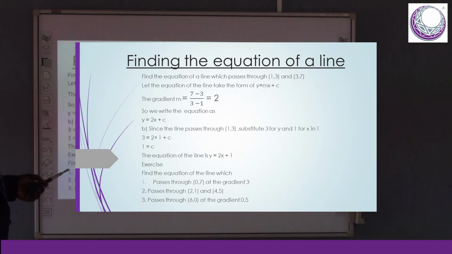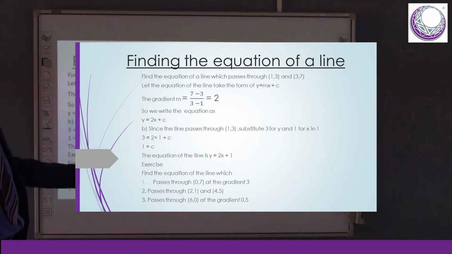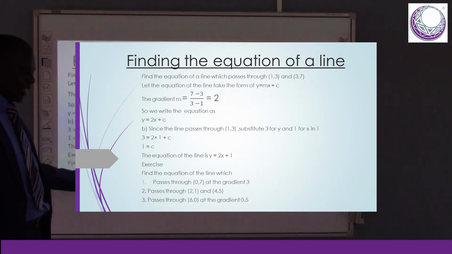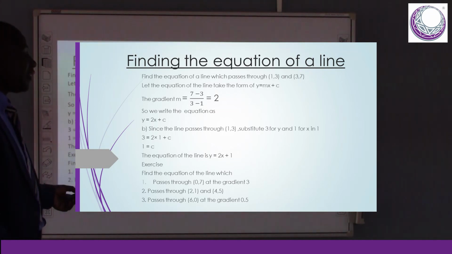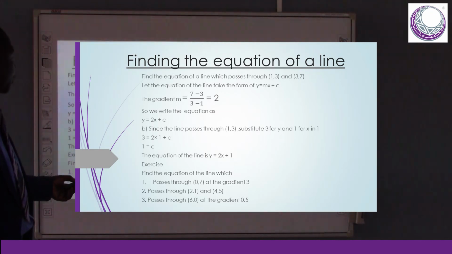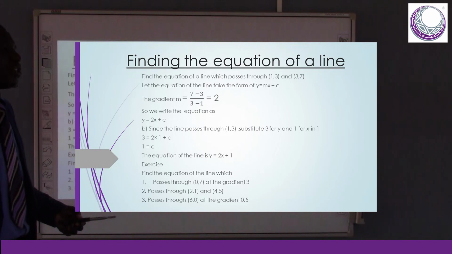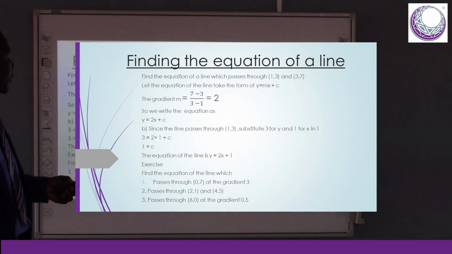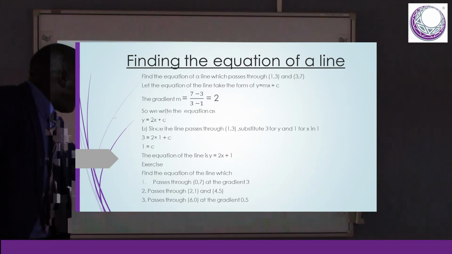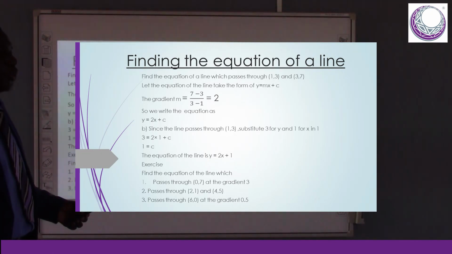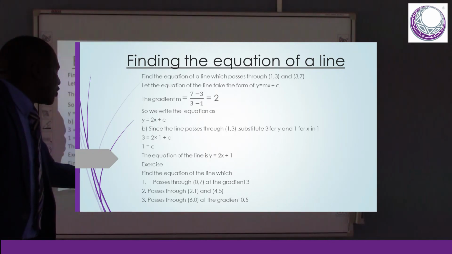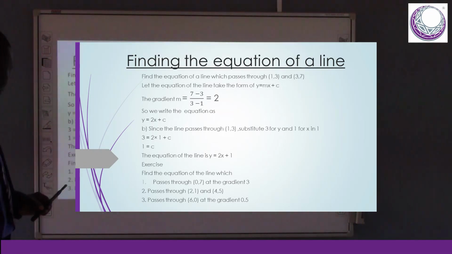Now, we can try these 3 problems. Number 1: find the equation of the line which passes through (0, 7) with gradient 3. In other words, the gradient is 3 and it is passing through the point (0, 7). Now that you have got the gradient, it is very simple and you should be able to put your equation in the form y is equal to mx plus c. Because already you have got the value of m, all you need to do is find the value of c using this particular point.